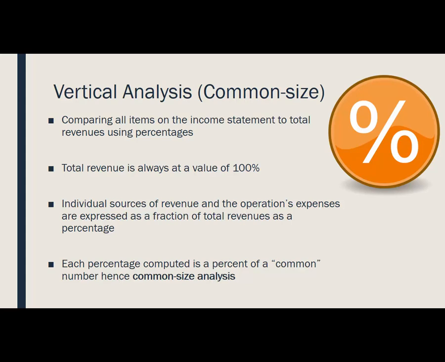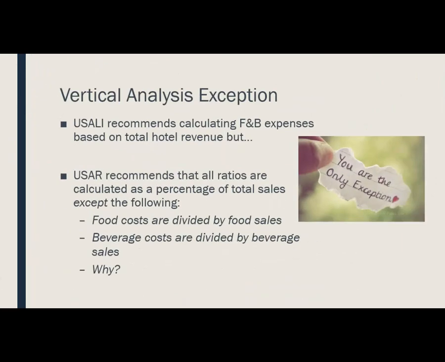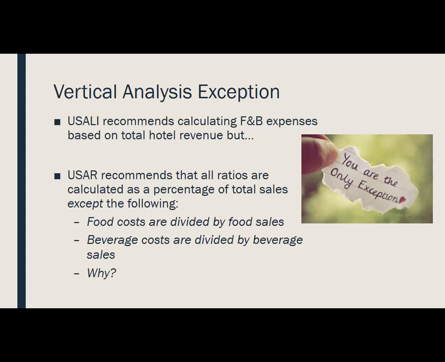Individual sources of revenue and the operations expenses are expressed as a fraction of total revenues, but as a percentage. Each percentage computed is a percent of a common number. That's why we refer to it as common size analysis. Total revenue is that common number that we're comparing everything to. UCLE recommends calculating F&B expenses based on total hotel revenue, unless you're doing a departmental schedule.